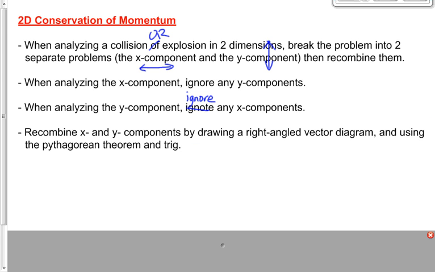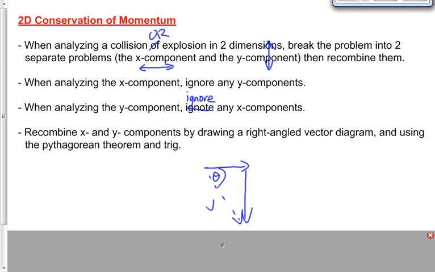Finally, once you've done that, you're going to recombine them by drawing a right-angled vector diagram. It might look something like this. Using the Pythagorean Theorem to find the hypotenuse, and then using a little bit of trigonometry, normally it would be the tan function, the inverse tan of opposite over adjacent, to find the angle, the direction. We need both because velocity is a vector, so is momentum.